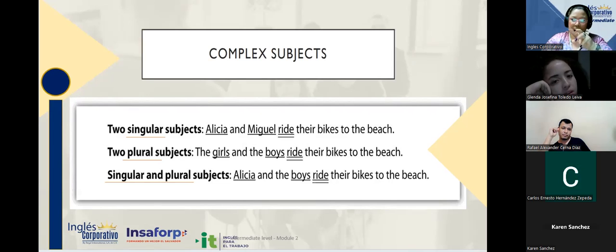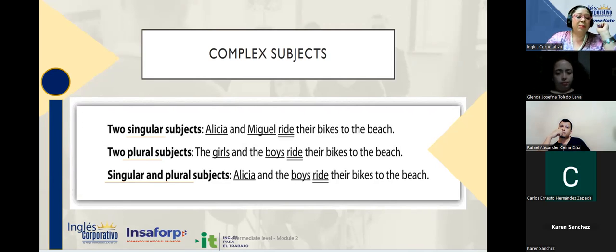Esas son tres cosas que podemos tener en cuenta y que a veces nos pueden generar confusión. Por ejemplo, un plural con otro plural, o un singular con un plural. Todos estos van a llevar forma plural del verbo, ¿sí? Independientemente: two singular, two plural, or singular and plural subjects. Esos son complex subjects.